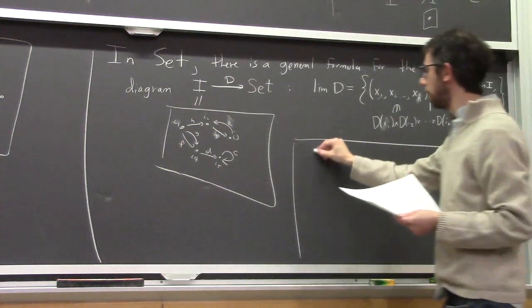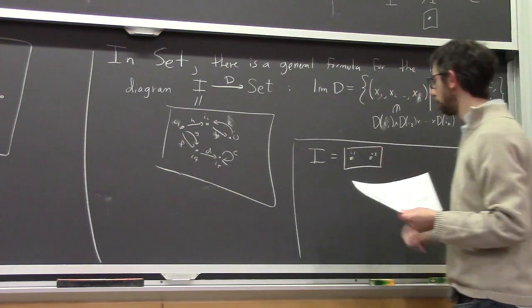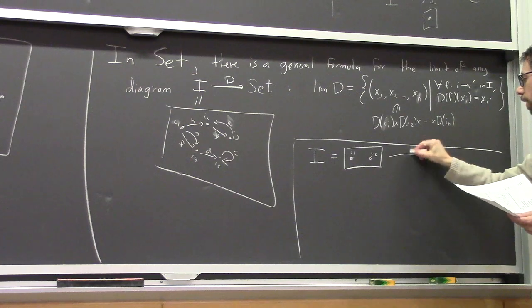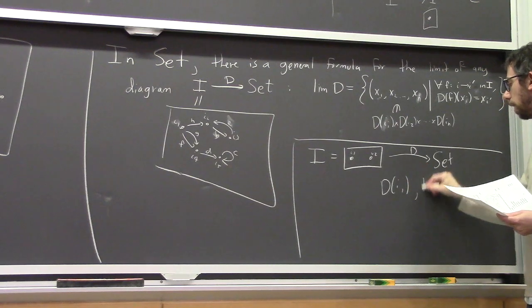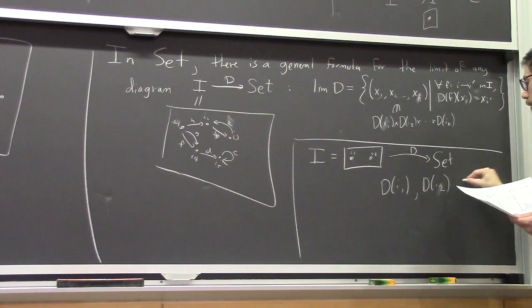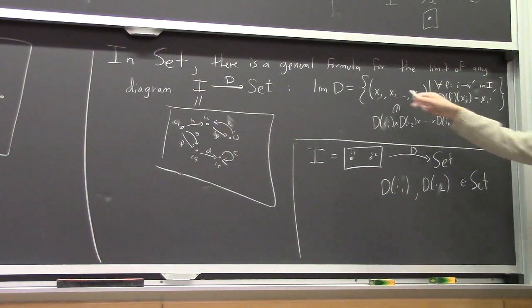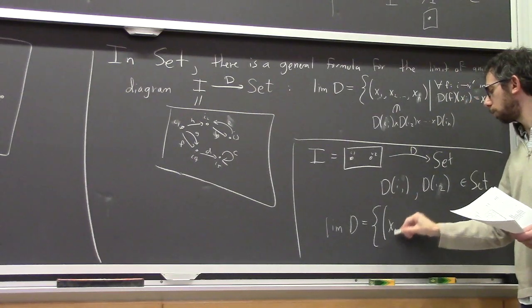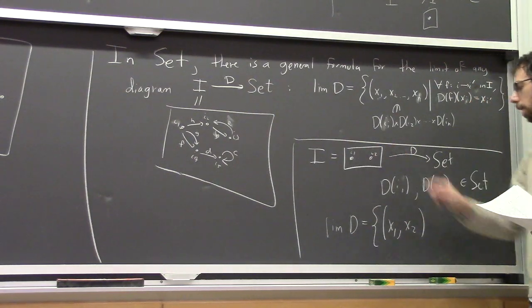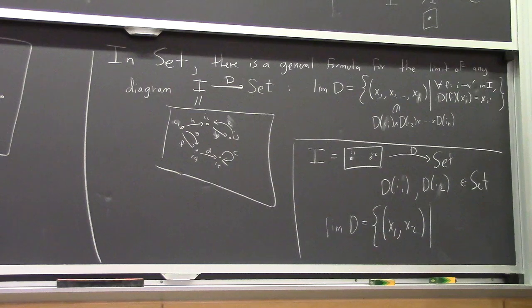So let's say I is the diagram shape that's just two dots, I1 and I2. And the functor from this thing to Set, D, says that we have these two sets, D of I1 and D of I2. Then what does this formula say that our product is? Well, the limit of D is the set of tuples x1, x2, one for this, one for that, such that for every morphism in I, it sends one thing to another.